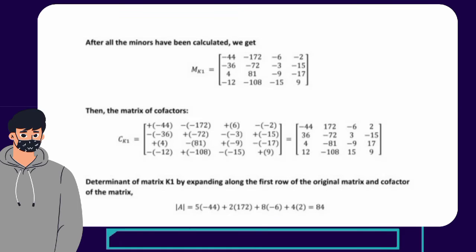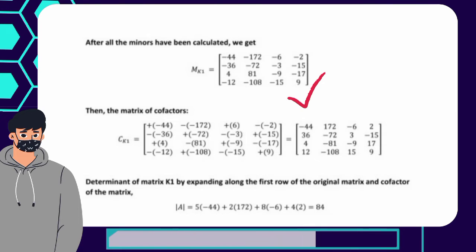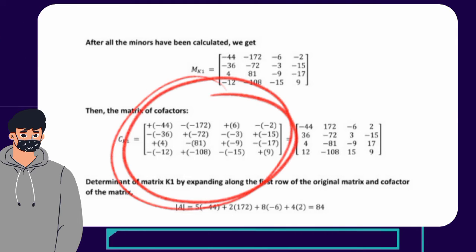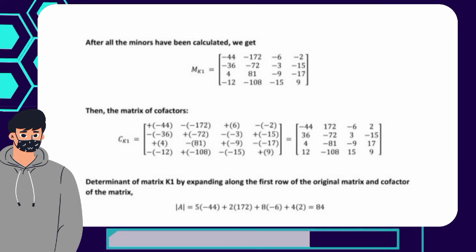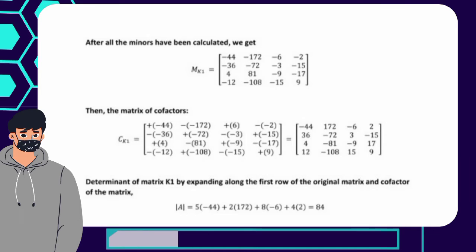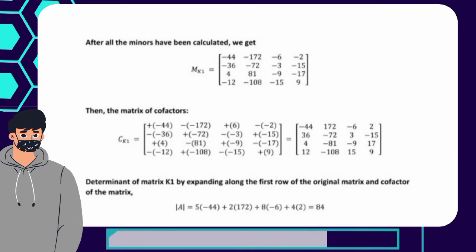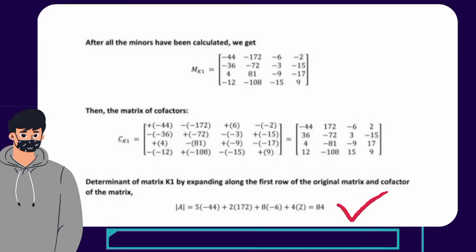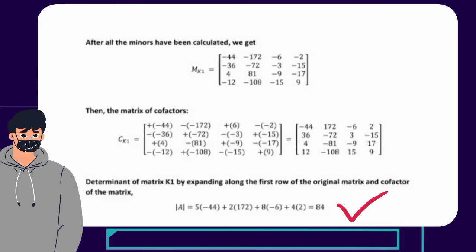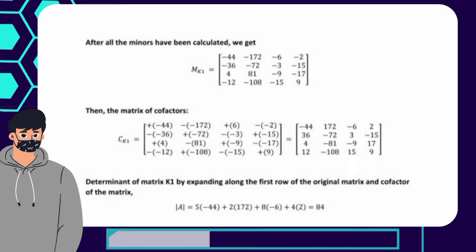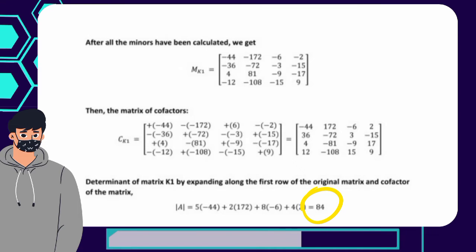After all the minors have been computed, we can find the matrix of cofactors. To find the cofactor, we need to consider the sign pattern of the cofactor matrix that starts with a positive sign and then alternates between negative and positive signs throughout the entire matrix. Then we can find the determinant of matrix K1 by expanding along row 1 of the original matrix and the cofactor matrix, and we get the determinant is 84.